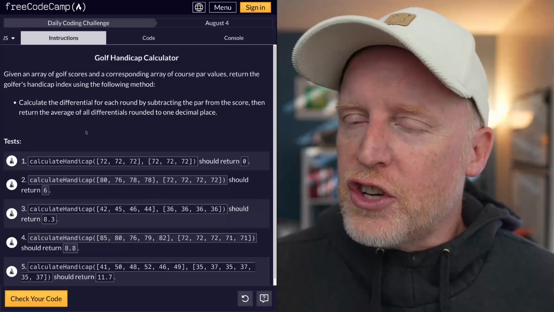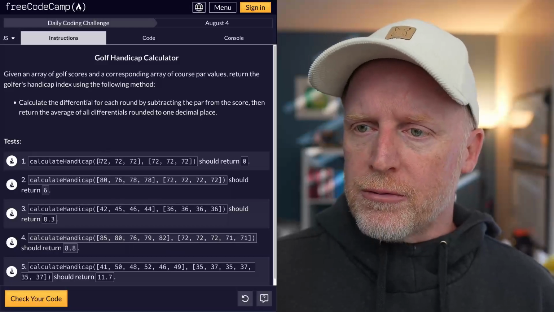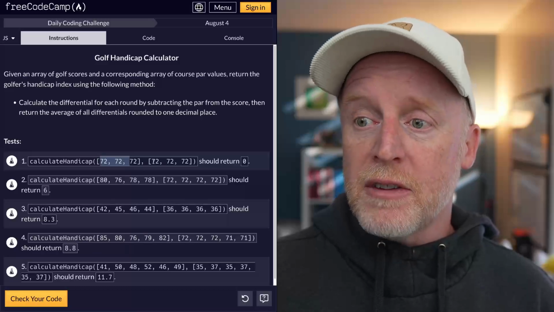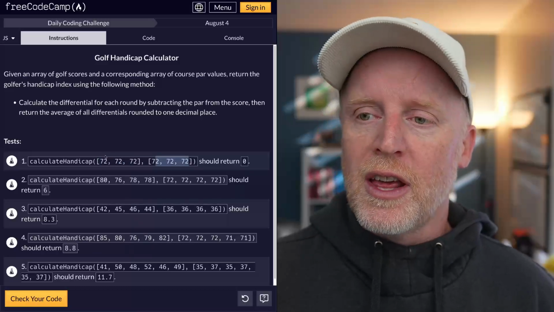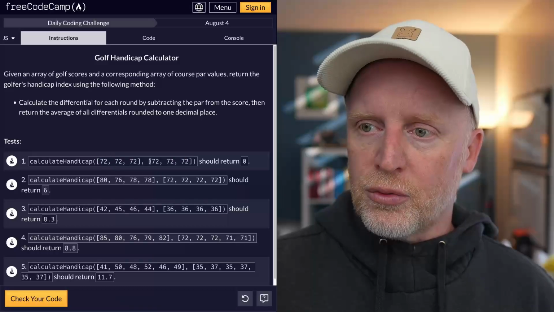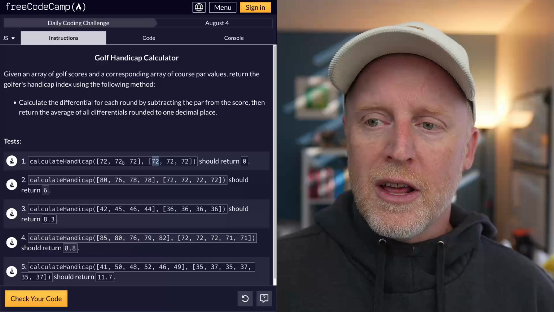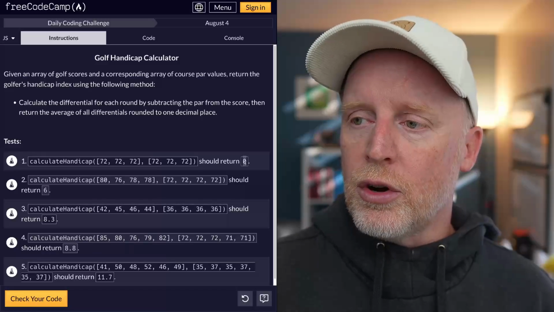Hello team, today's challenge is Golf Handicap Calculator, where we're given two arrays, the first one being the stroke count, I believe, and the second one being the par, and we need to calculate a handicap, which is the difference between this round and this round, this round and this round. We figure out what the difference is, then we average all that, and then we return a number.